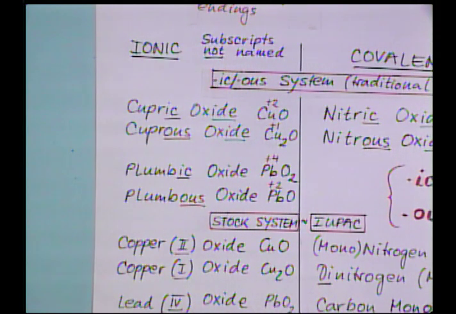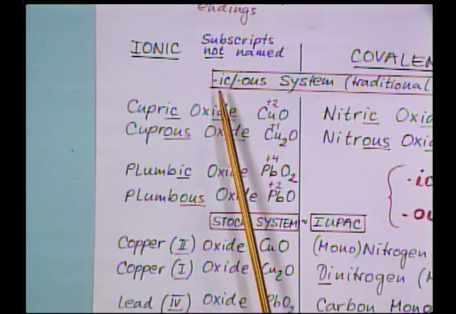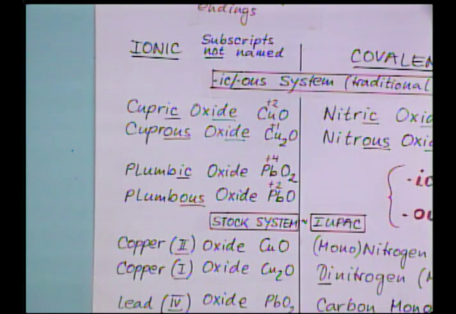So I'm just going to focus on these right now. Remember, the ik-us system is the traditional system. Ik means the higher oxidation state, us means the lower oxidation state. So we have two copper oxides. One is called cupric oxide.